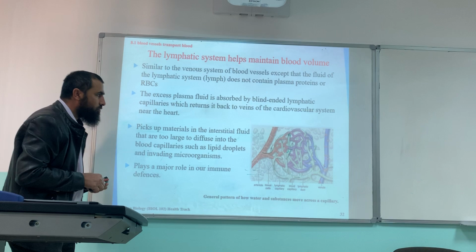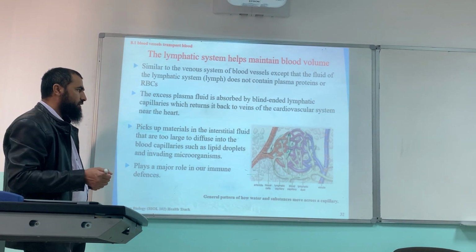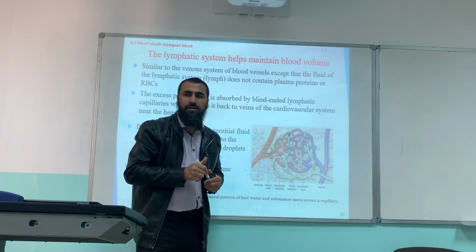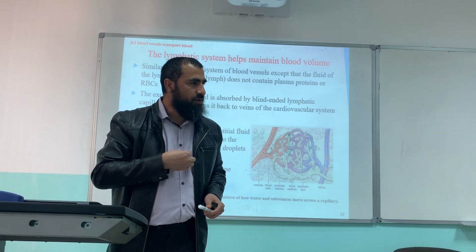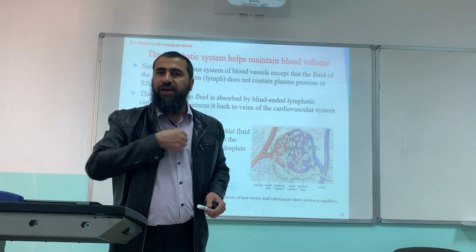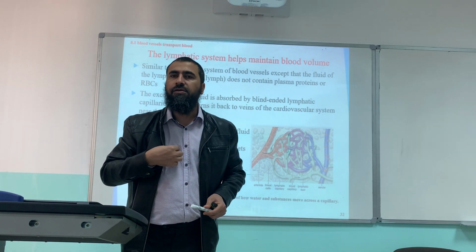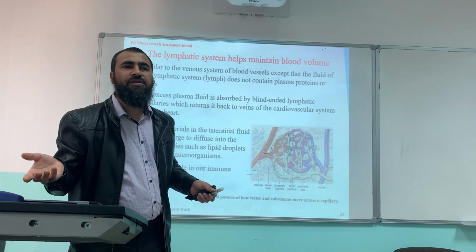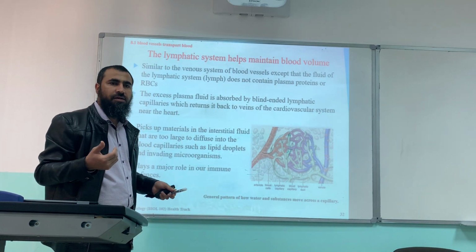Okay, so they're not in a circuit; they're blind-ended vessels, and they return the fluid back to the vein near the heart. We have a major thoracic duct, it's called, from the lymphatic vessel. It joins one of the major veins. We call that the subclavian vein, and it drains the lymph back into the blood. Lymph is basically plasma, as I said, without the proteins. So it drains back into the blood.